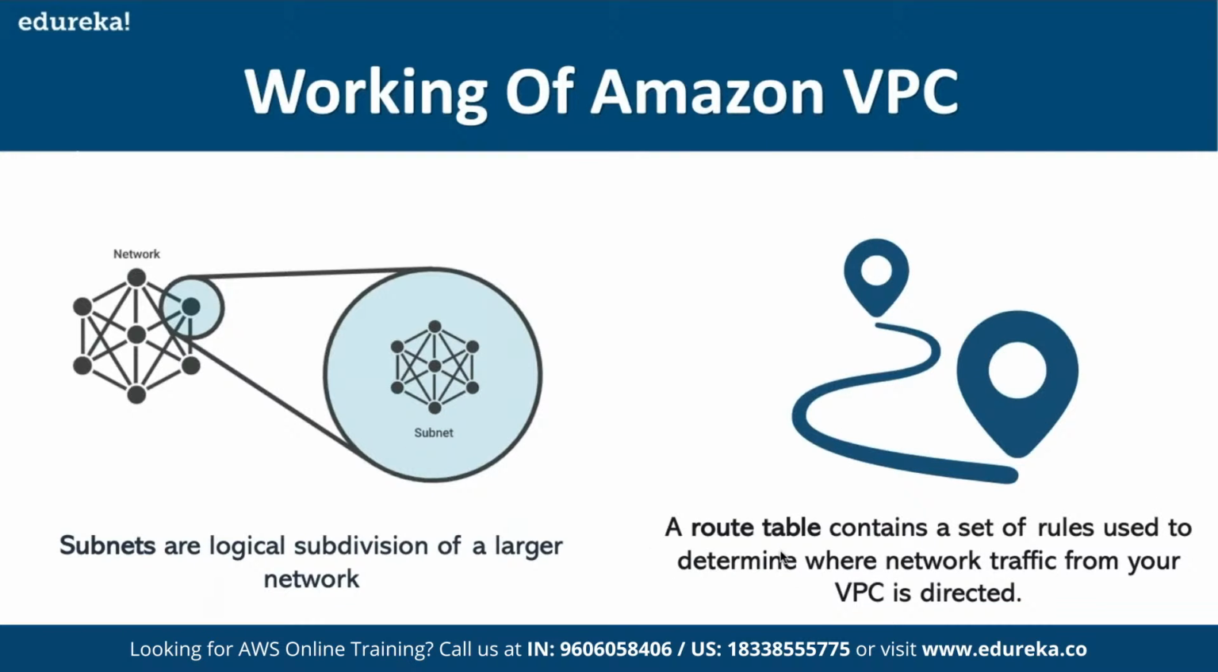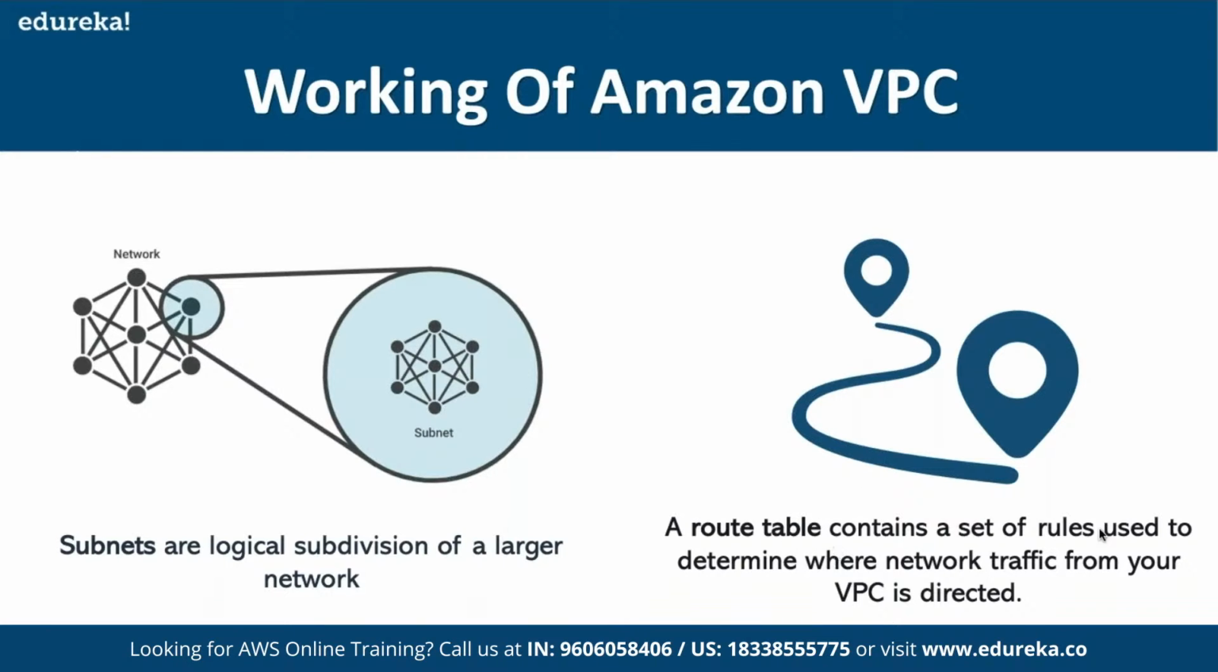Then you have something called a route table, which maps your internet access and helps your resources connect to the internet. Like at home, we have routers. If everyone has internet at home, that's because you have a router which allows your devices to connect to the internet. Similarly, when you work with VPC networking, if you want your resources to talk to the internet, you need to have a route table.